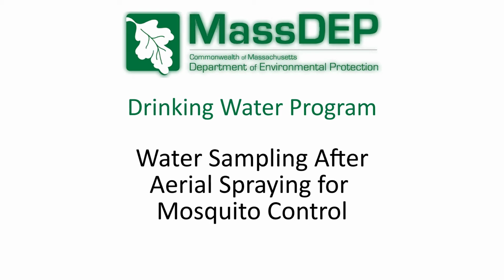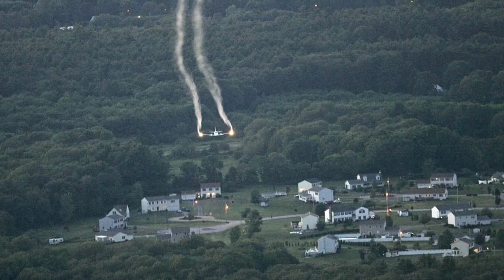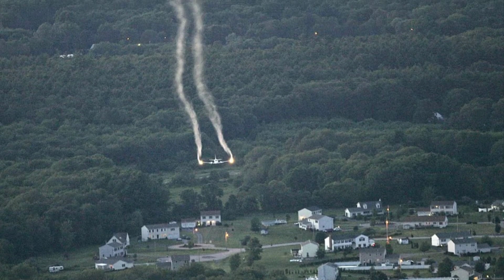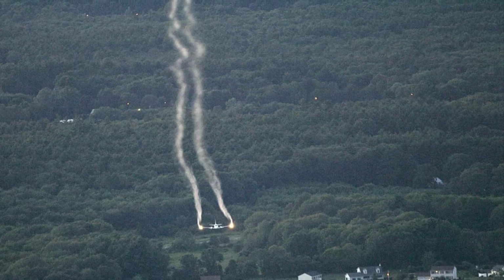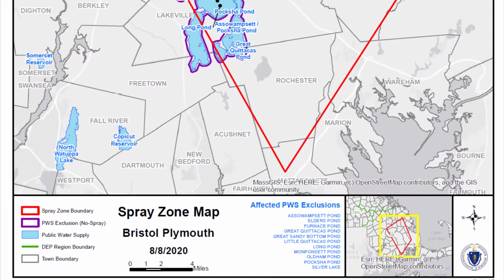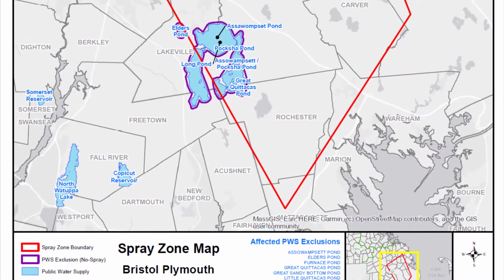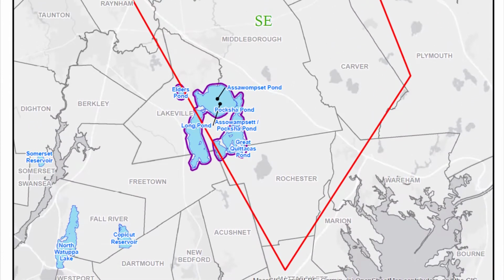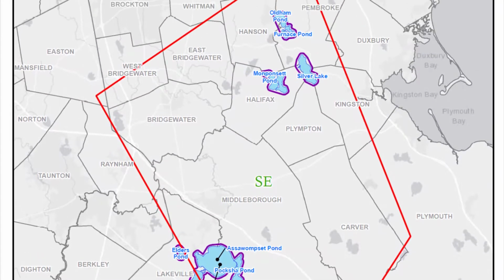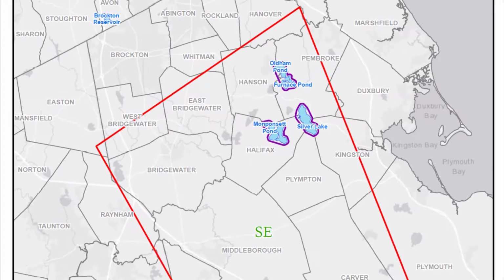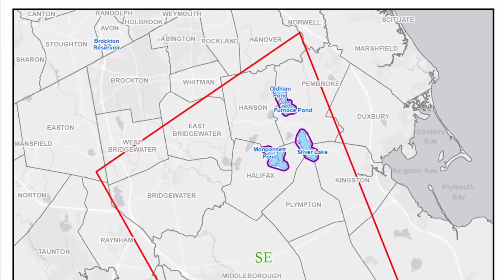This training video provides information on how to take a water sample the morning after aerial spraying by planes for mosquitoes. Public water systems in the spray path take samples at active drinking water reservoirs, although these reservoirs are excluded from spraying. MassDEP staff take water samples at select non-water supply water bodies inside and outside of the spray path.